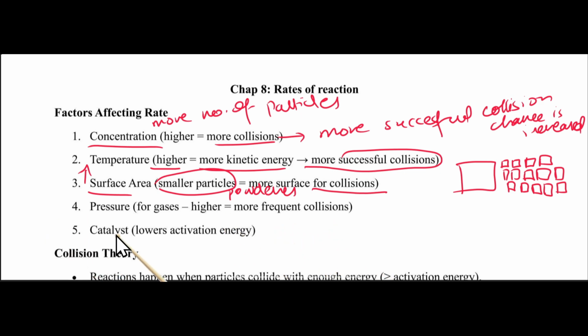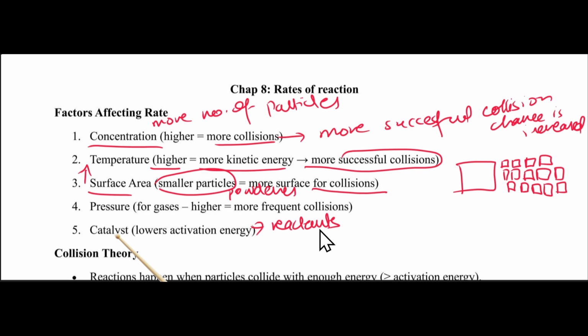Fifth is the catalyst. How will the catalyst affect the rate of reaction? It will increase the rate of reaction by lowering the activation energy of the reaction. It has nothing to do with the particles. It will not increase the speed of the particles. It will not increase the kinetic energy of the particles. It will not even increase the chances of collision. The only thing it will do is lower the activation energy.